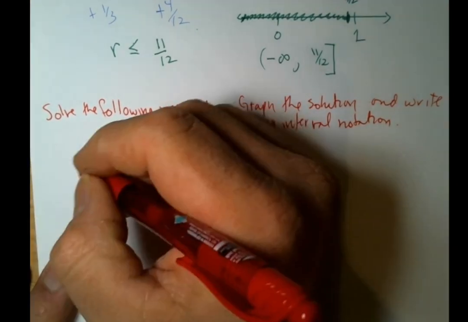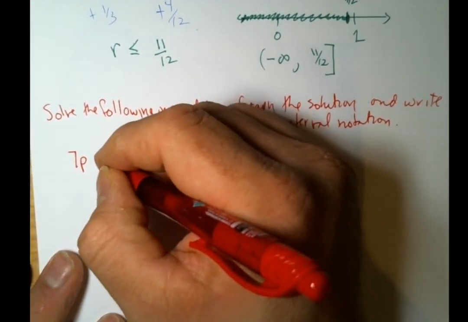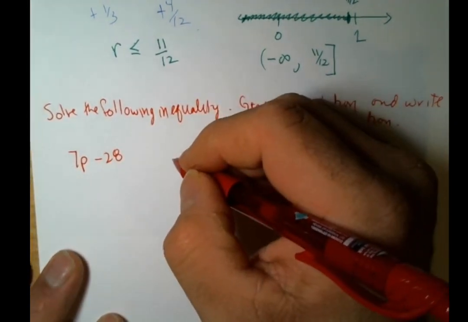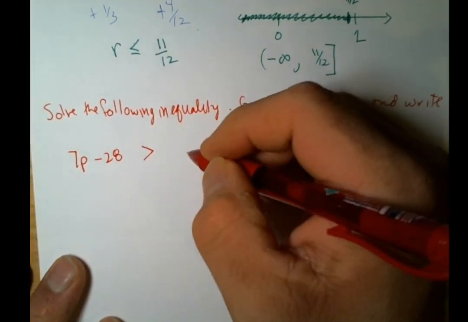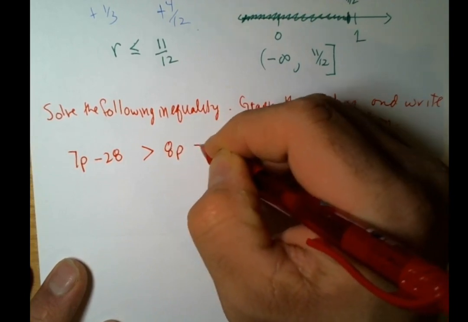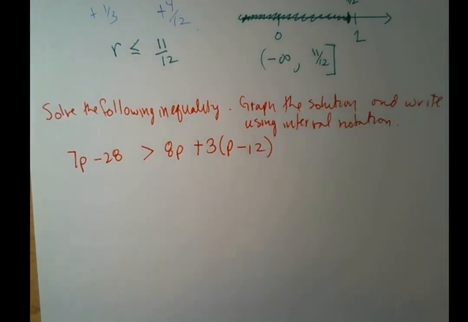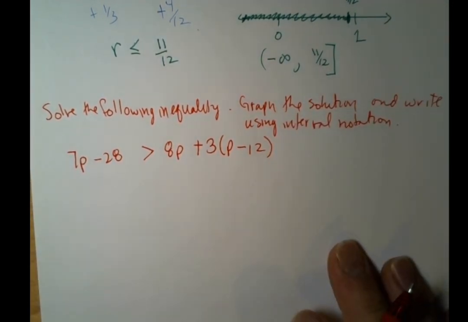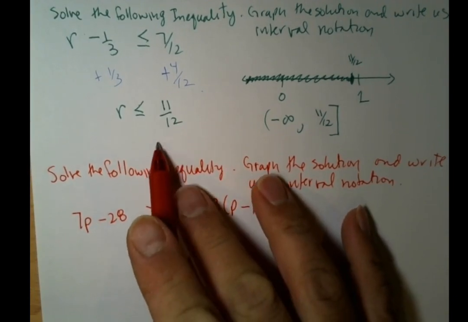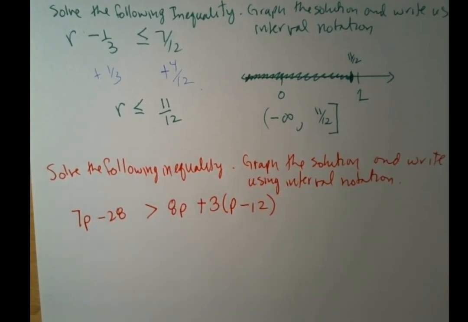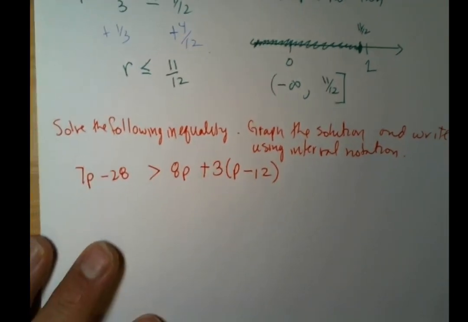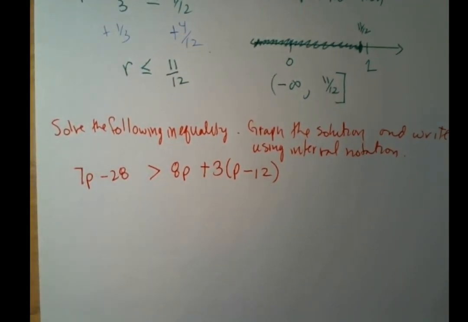Here we have the inequality 7p minus 28 greater than 8p plus 3 times p minus 12. Again, the goal is the same as before: to get it to look something like this, our variable, some kind of inequality, and a real number to the right of it. This one does look a little more complicated, but don't let that throw you off. We'll do it step by step.